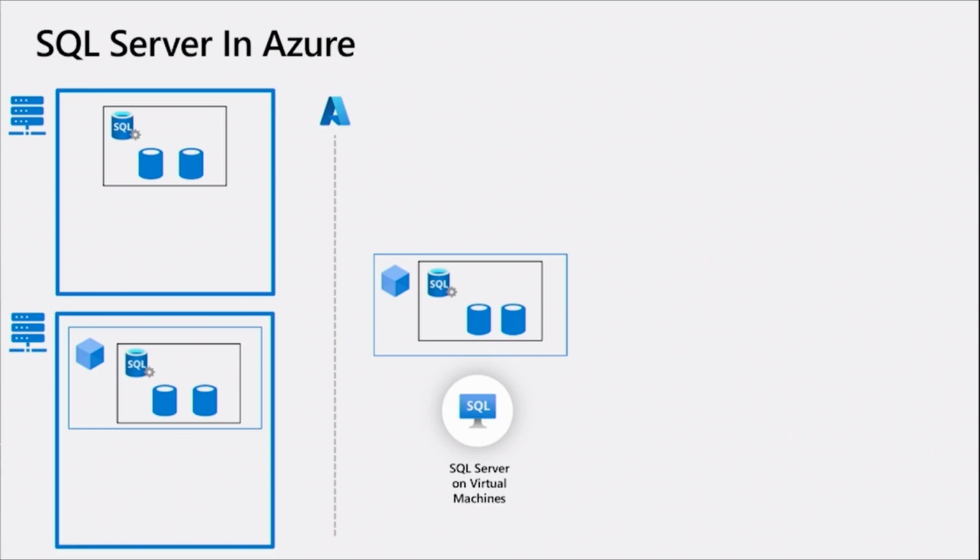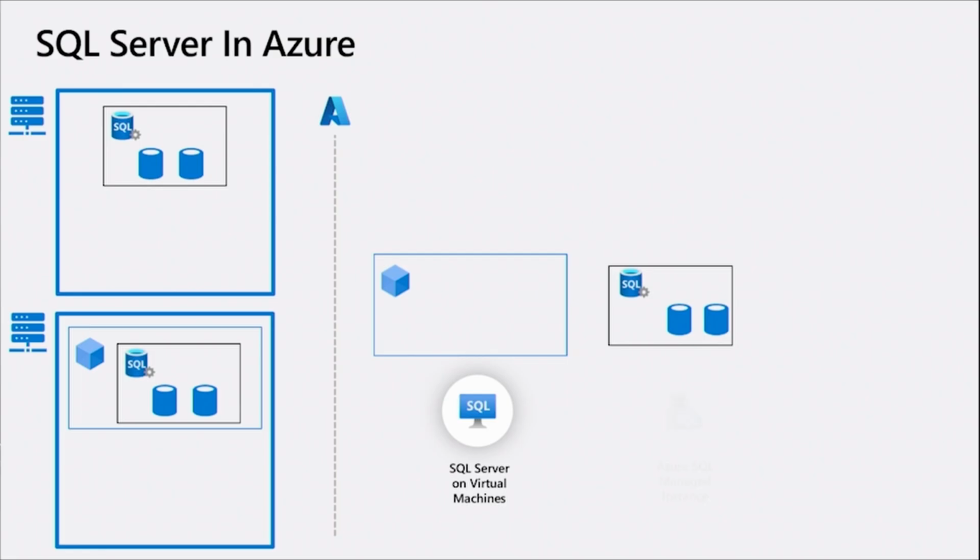Now, take the operating system piece out of that. And let's just say I need an instance. I need an endpoint and the ability to have some databases on that endpoint. That is actually what we call managed instance. This is where we get into the PaaS territory.